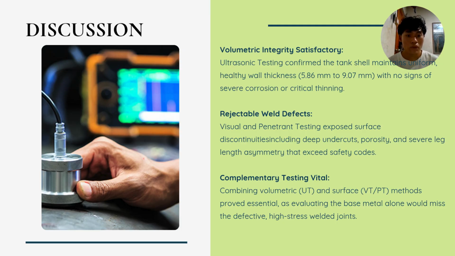We can break our finding down into three key takeaways. First, the volumetric integrity is satisfactory because our ultrasonic testing confirmed that the main tank shell is still in great shape, maintaining a healthy and uniform wall thickness between 5.86 mm and 9.07 mm, with no sign of critical thinning.